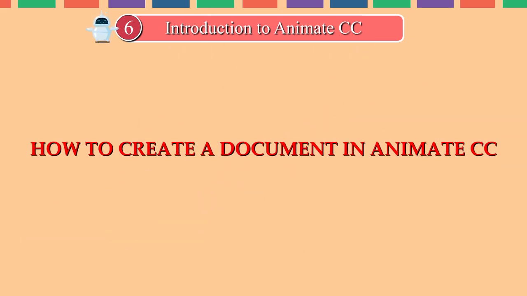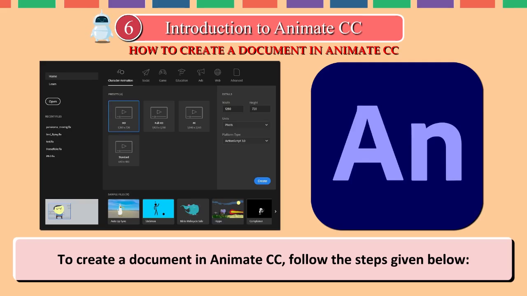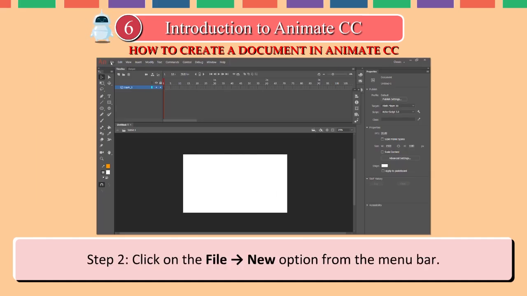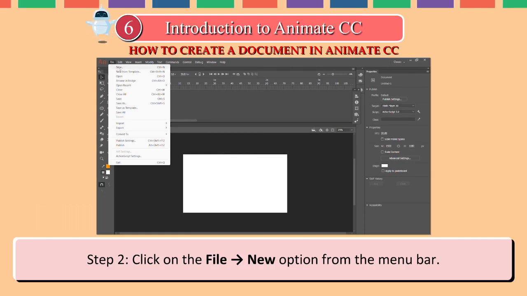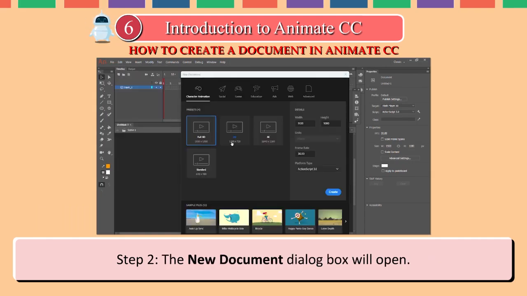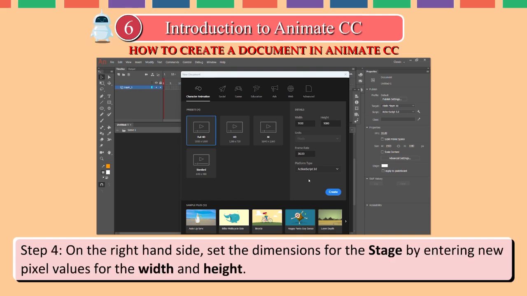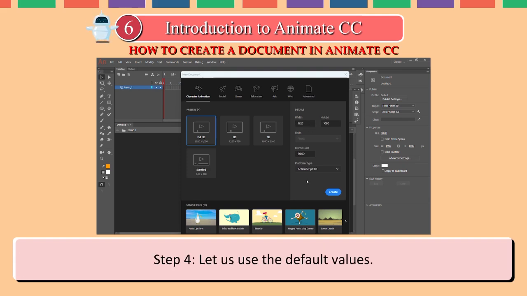How to create a document in Animate CC? To create a document in Animate CC, follow the steps given below. Step 1. Start Animate CC. Step 2. Click on the File, New option from the menu bar. The New Document dialog box will open. Step 3. Move to the General tab and then select the ActionScript 3.0 option from the Type section. Step 4. On the right-hand side, set the dimensions for the stage by entering new pixel values for the width and height. Let us use the default values.